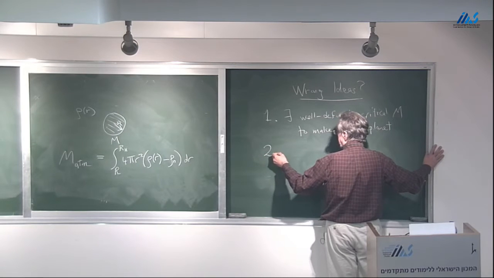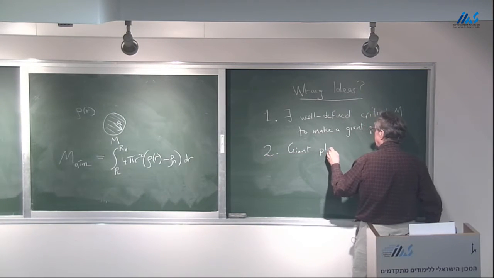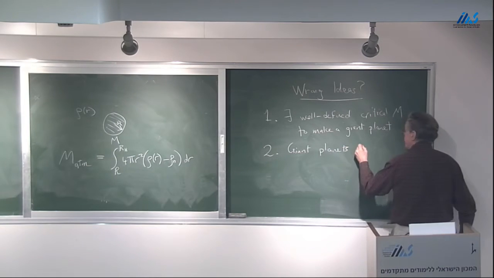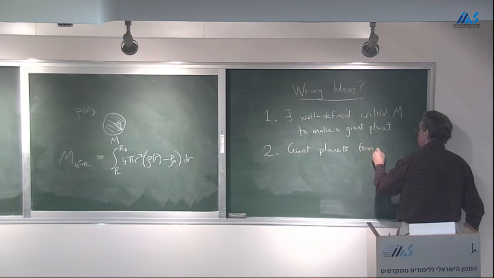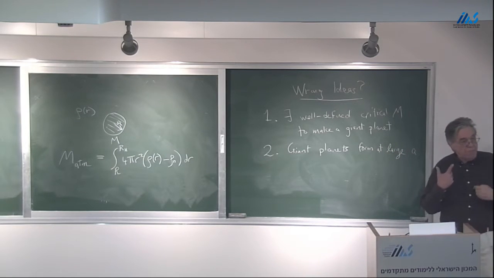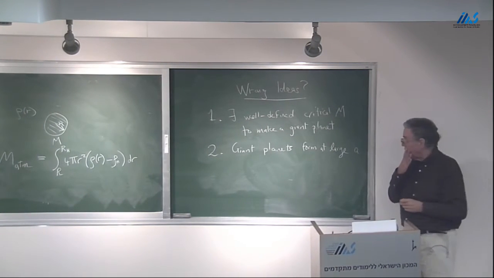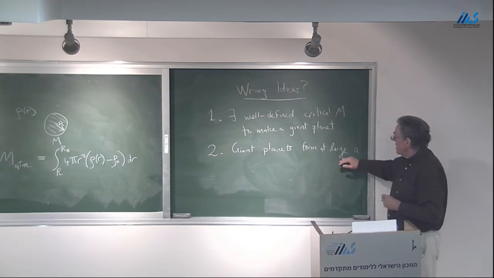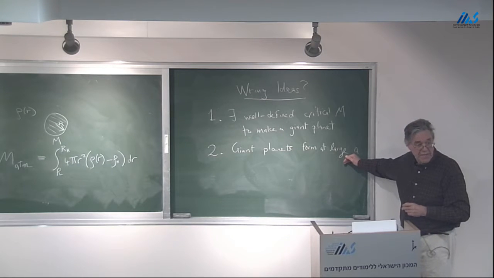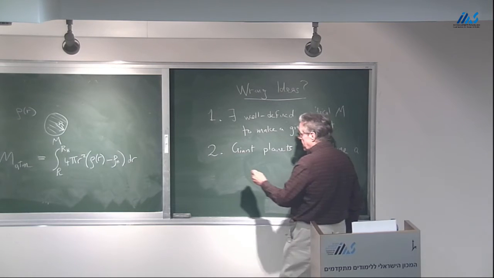Statement number two is that giant planets form at large A. This is a very commonly stated statement, and I'm going to explain the reasons why this might not actually be so. There are historical reasons for why people think this, and there are reasons related to our solar system, but the question is whether that's generally true.